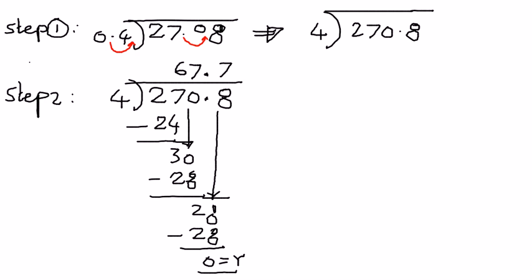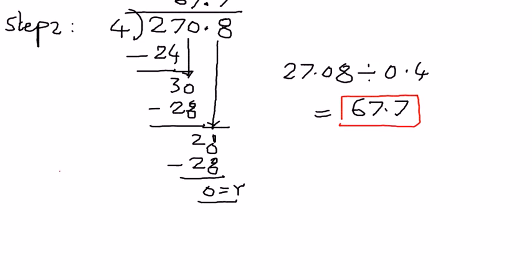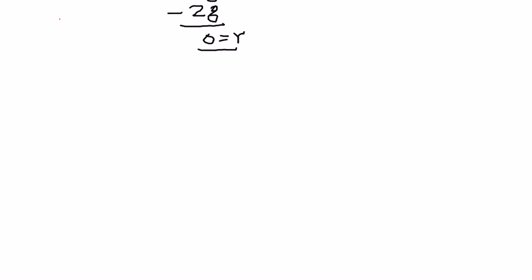Therefore, as we see, when we divide 27.08 by 0.4, the value we get is 67.7. That is our answer. This is where we want to leave it. This is how we perform division of decimal numbers. Let's look at another example. Let's try to divide another number.